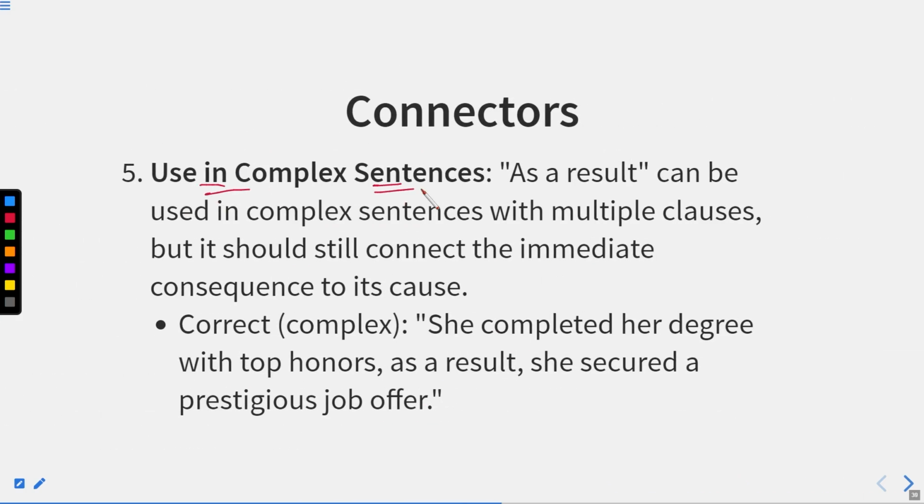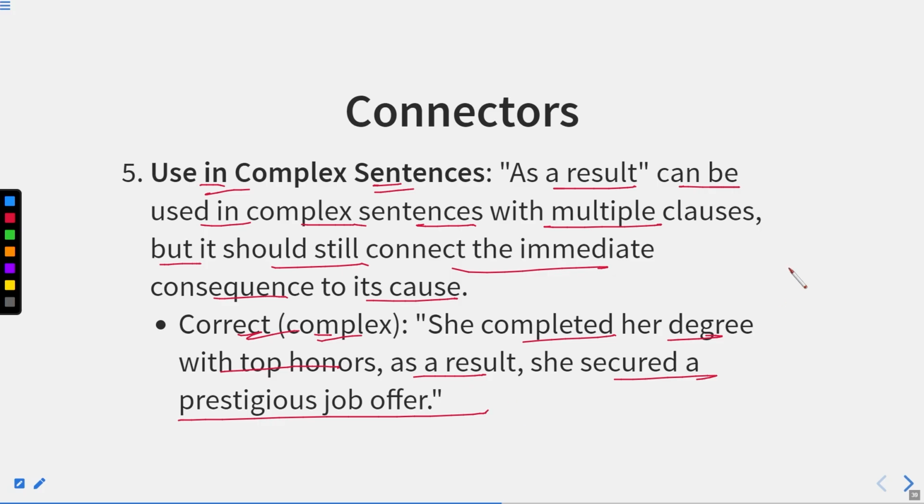Now, use in complex sentences. As a result can be used in complex sentences with multiple clauses, but it should still connect the immediate consequence to its cause. Correct complex: She completed her degree with top honors. As a result, she secured a prestigious job offer.